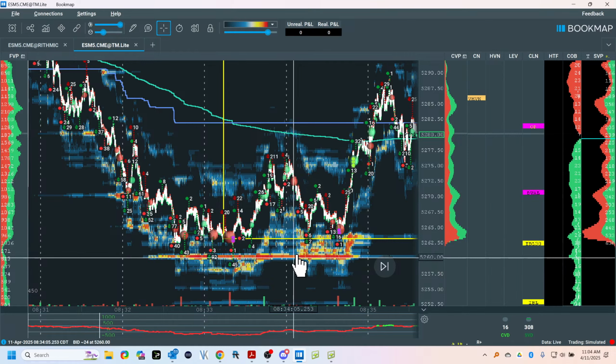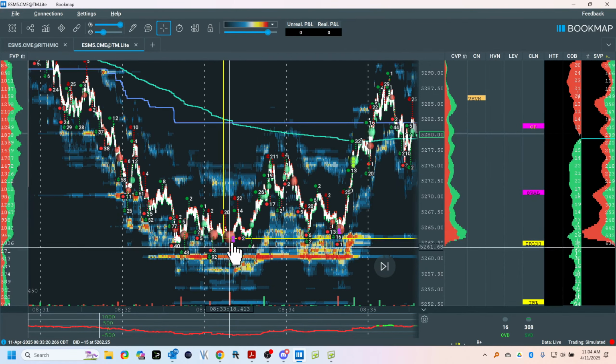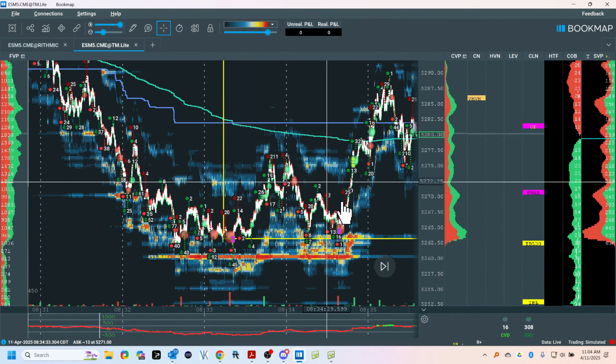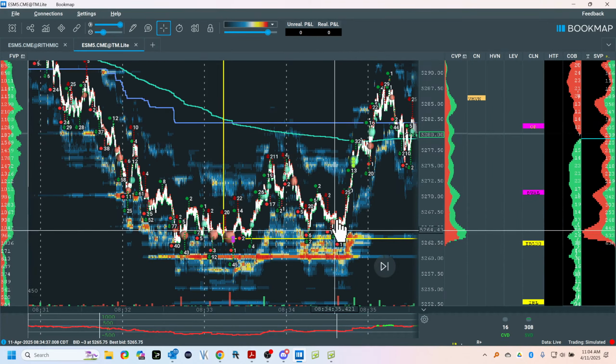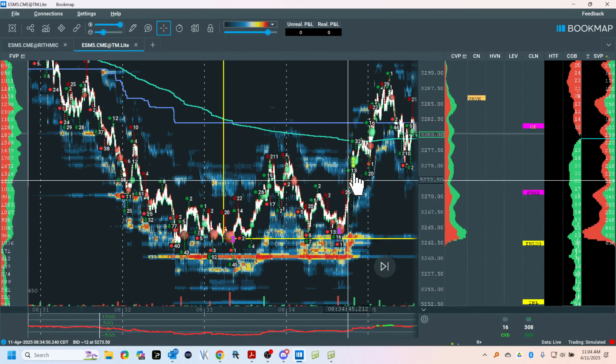Liquidity is in here. It thickens up over here. No way to know. But here's what's important. You notice this? Sweep and location. Reaction. What do I get here? Sweep. Absorption, absorption, reaction.